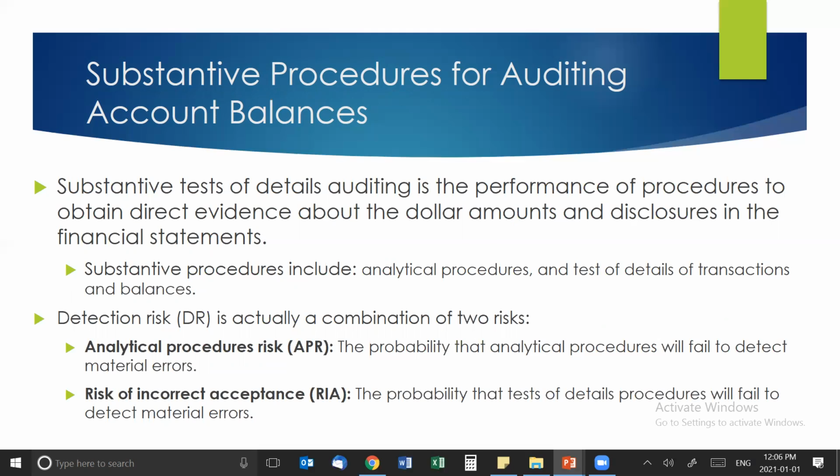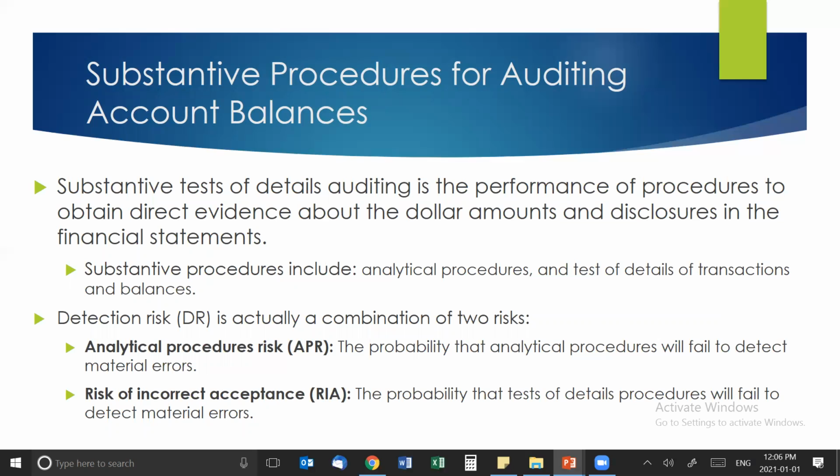So the lower the risk, the more reliance on analytical procedures. If there isn't really much of a risk that analytical procedures will fail to detect errors, then the lower that risk can be.